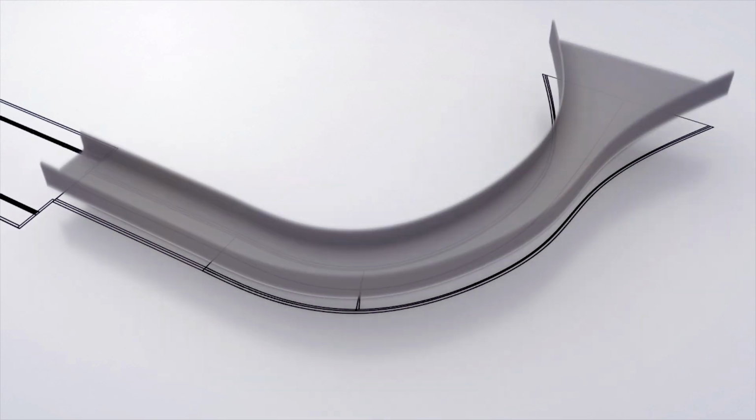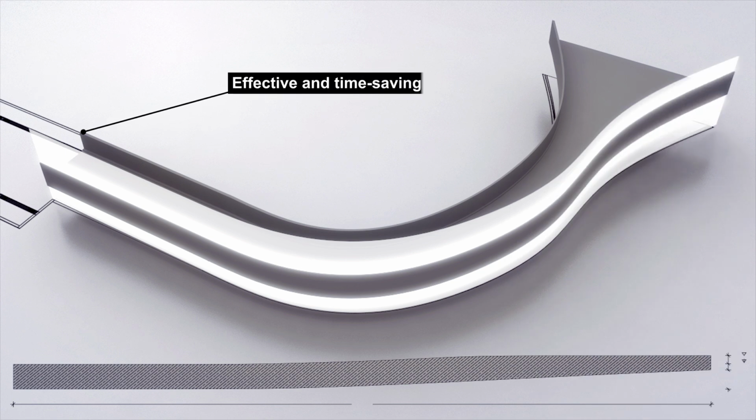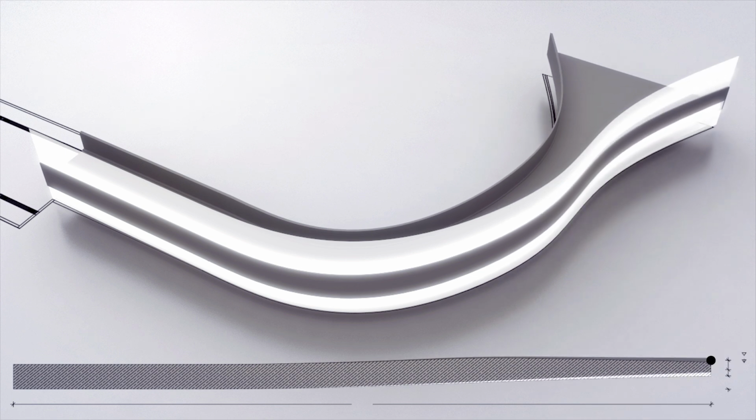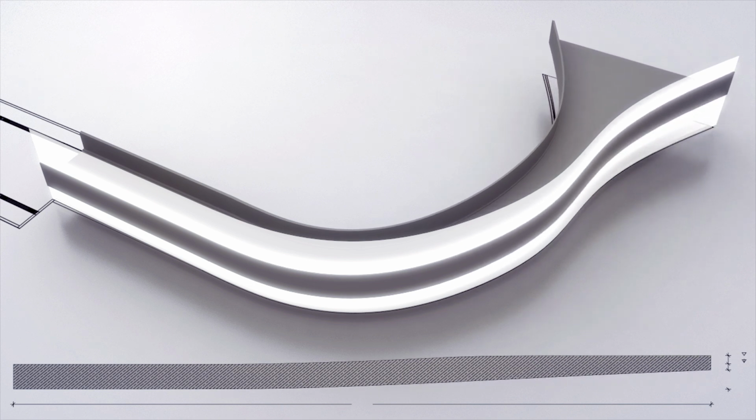The option to create associative sections along any path is a powerful innovation which helps you get your daily tasks done. Using this new tool, you can create a section of complex structures, such as underground garage ramps, in just a few seconds.